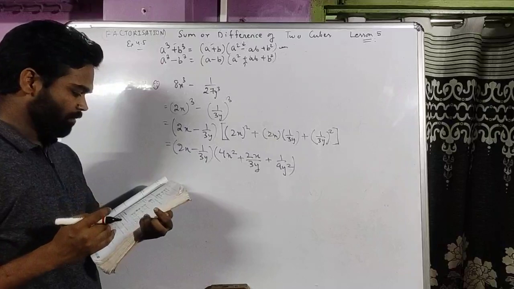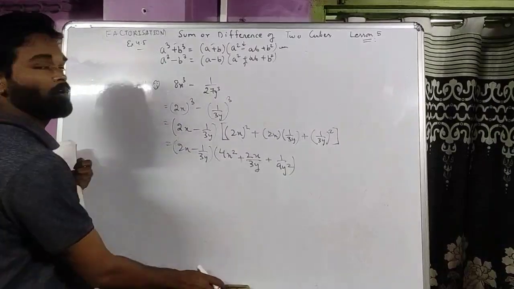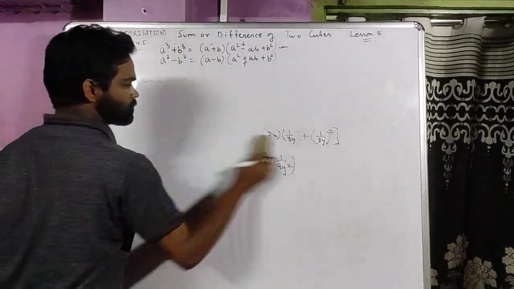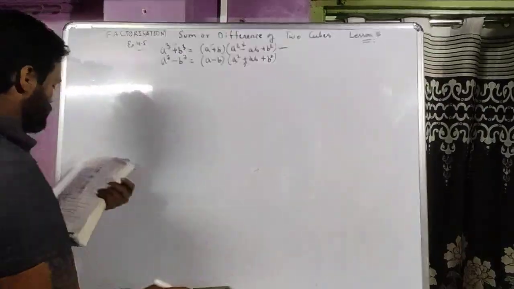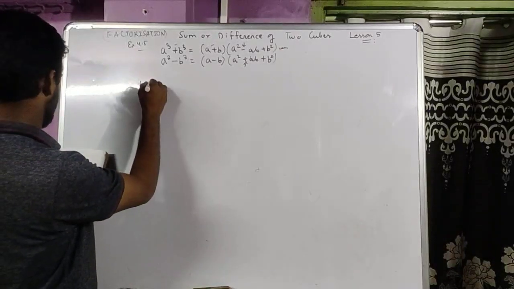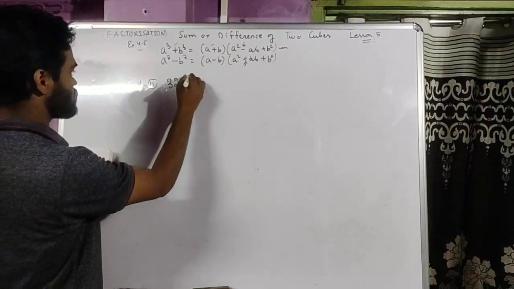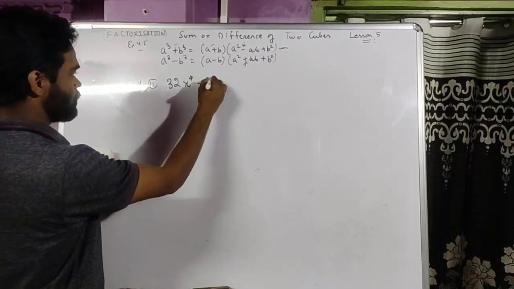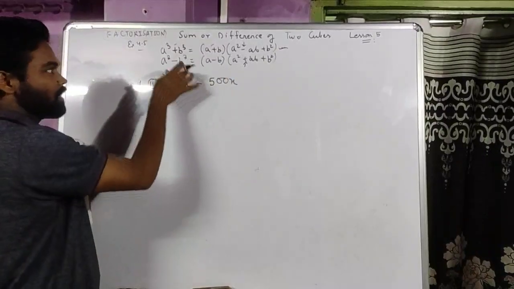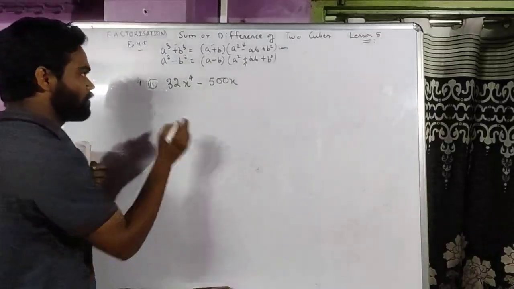Now we look at sum number 4 part 2. You can pause the video and note down the sum. Now look at 4 part 2: 32x to the power 4 minus 500x. Now we need to bring this in this form, a cube minus b cube form. Now how do we do?